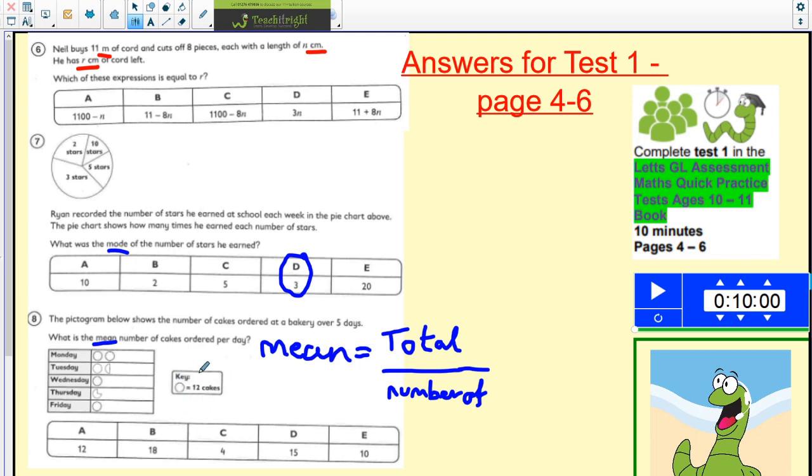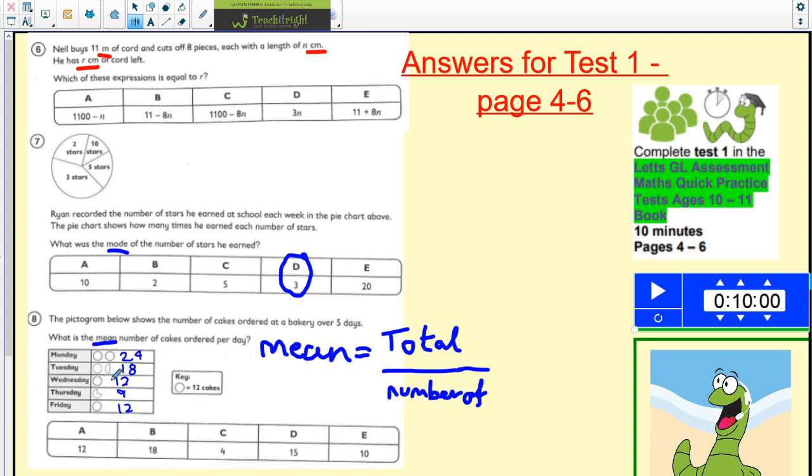So there are 12 cakes for every circle. So what I would do immediately is I would just turn these pictograms into numbers. So the first thing I'm going to do is I'm going to change the size of my pen so it's a bit easier. So that's going to be 2 lots of 12, so 24. Tuesday we had a 12 and a half of 12 is a 6, that's 18. Wednesday is 12. 3/4 of 12 is 9. And 12. So that's how many cakes we are dealing with in total.